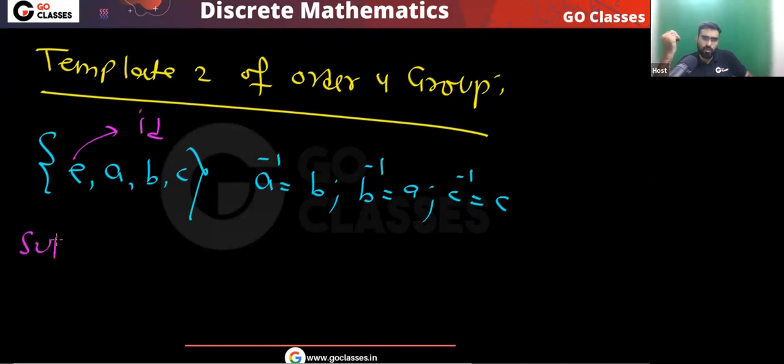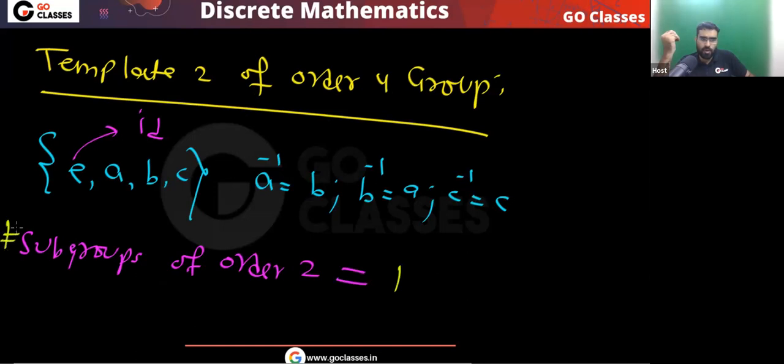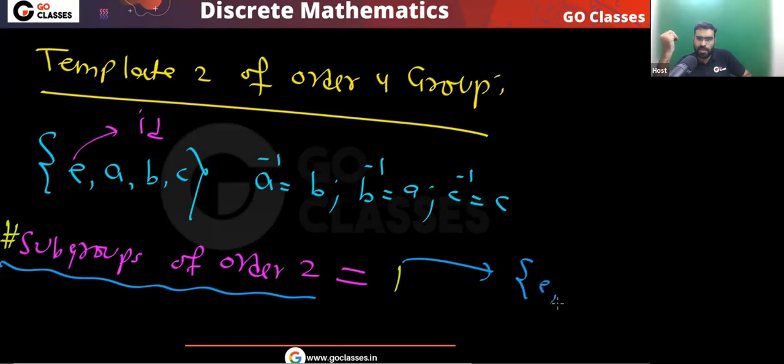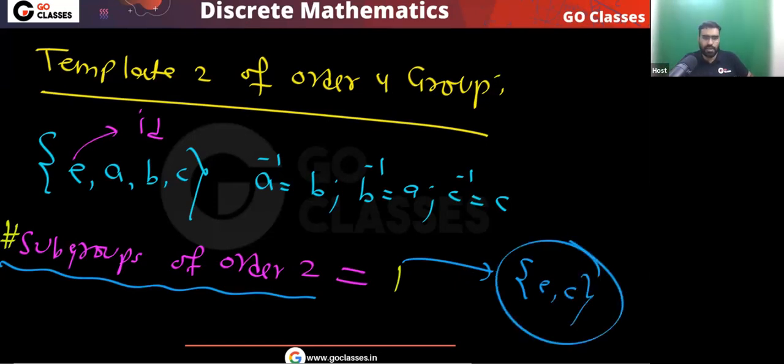So how many subgroups can you create? Subgroups of order 2. There is only one subgroup of order 2, and that will be E comma C. This is the only subgroup you can create. Okay, so anyway, now let's move on.